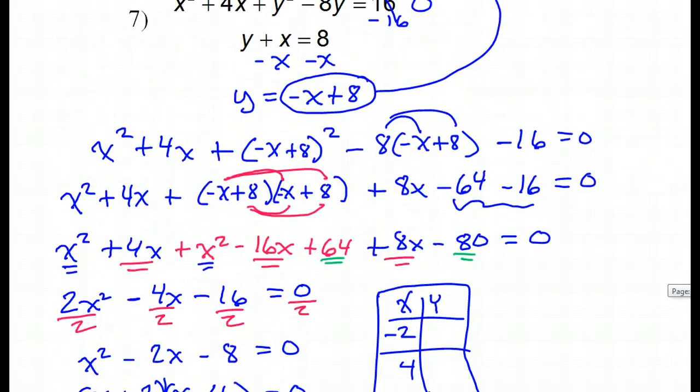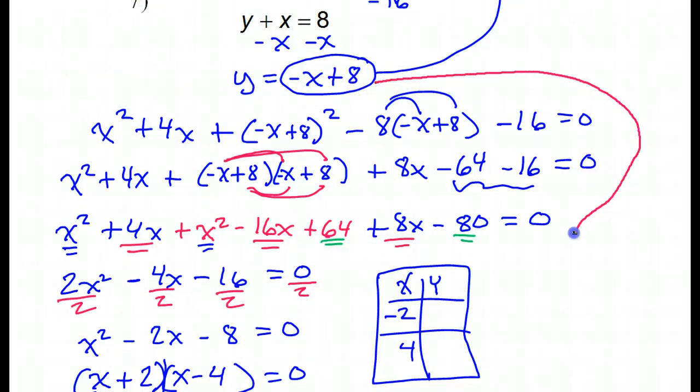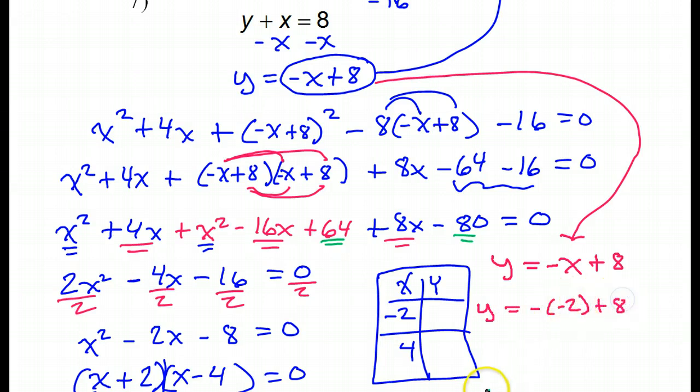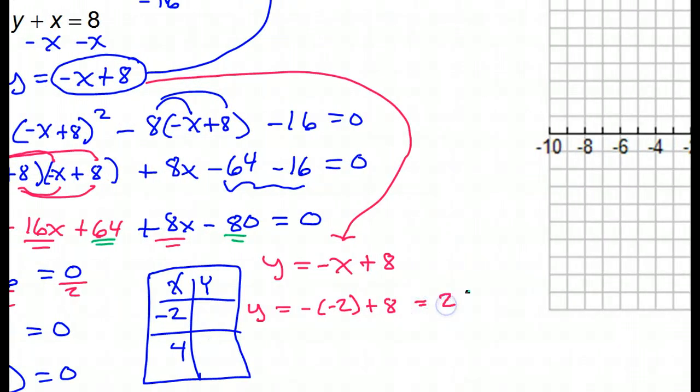To find the y values, we will use the linear equation from before. We'll use this linear equation right here, the one that says y equals negative x plus 8. So in this case, y is equal to negative negative 2 plus 8. I'm just plugging in the negative 2. That means positive 2 plus 8. Negative negative 2 is positive 2, and that is 10. And then this one means y equals negative 4 plus 8, and negative 4 plus 8 is just positive 4.